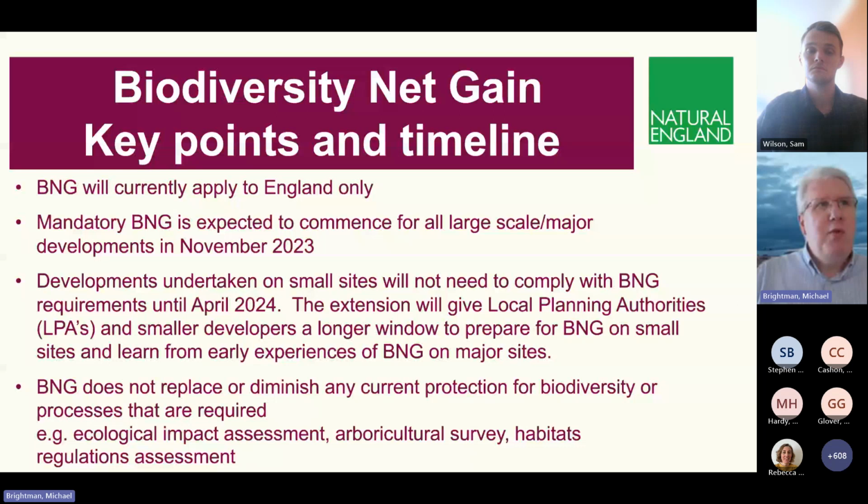It's important to also understand that BNG doesn't replace or diminish any current protection for biodiversity or any processes that are required. So if a protection is in place currently, it will remain in place. If a process is required currently, that process will still be required after day one of mandatory biodiversity net gain.